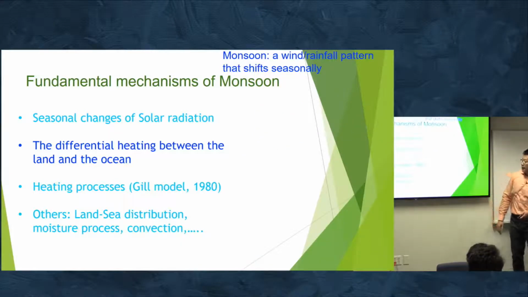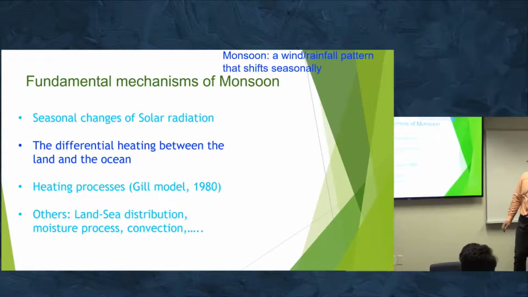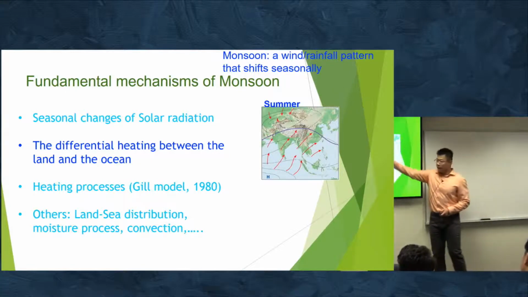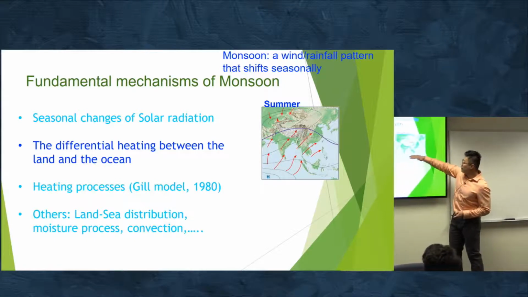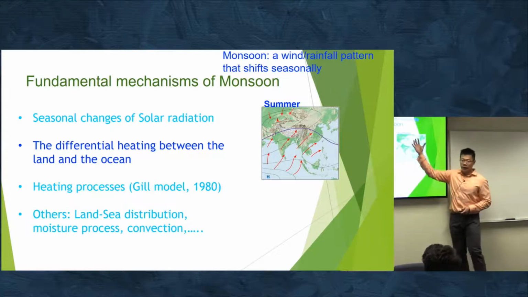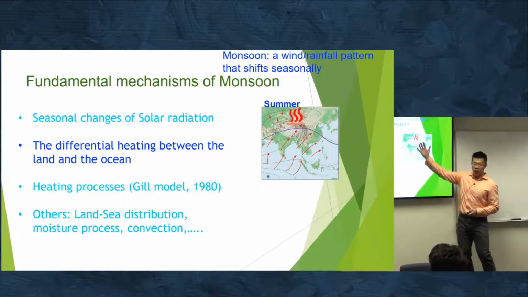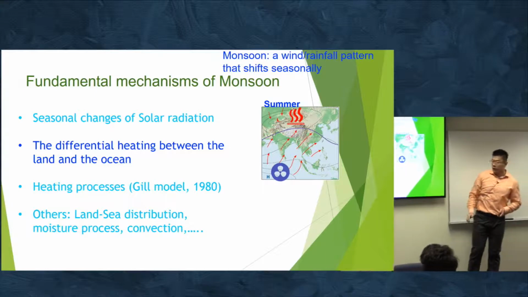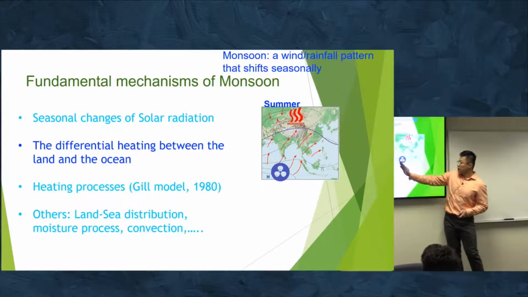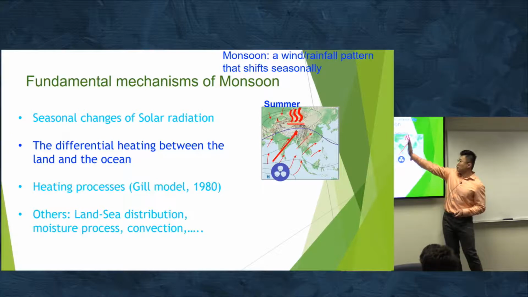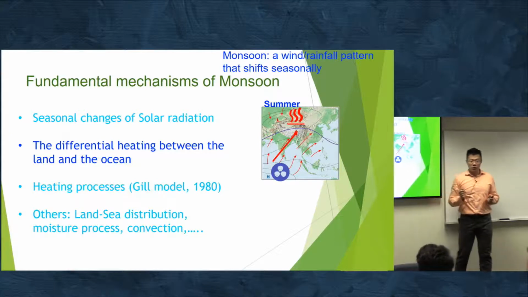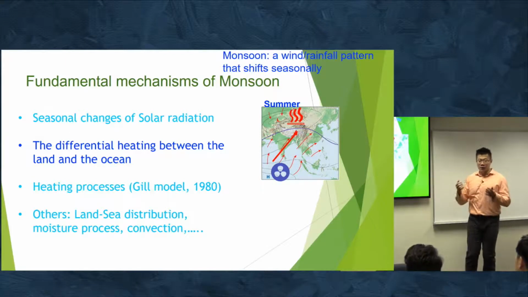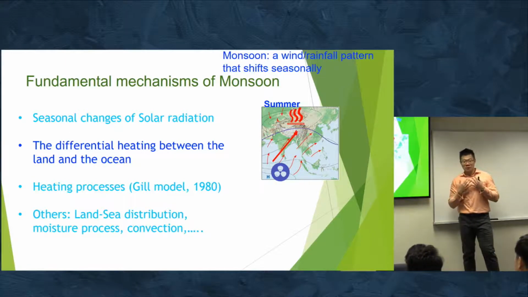And the second mechanism is the different heating between the land and the ocean. So follow the first term. When the sun hits the northern hemisphere, the land will heat very quickly, so it becomes warmer. The ocean will become relatively cooler. So wind will flow from the southern hemisphere to the northern hemisphere, just like when you go into your kitchen and open the freezer, you will feel the cold air brought to you.